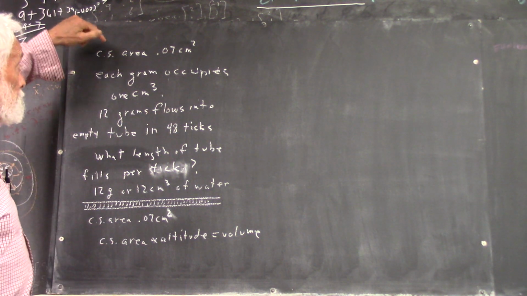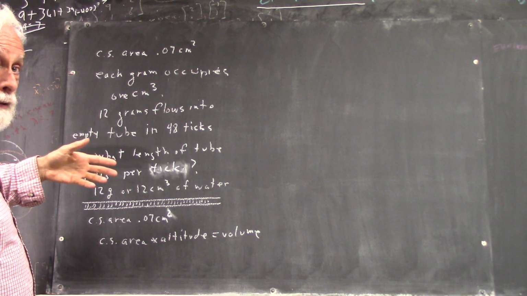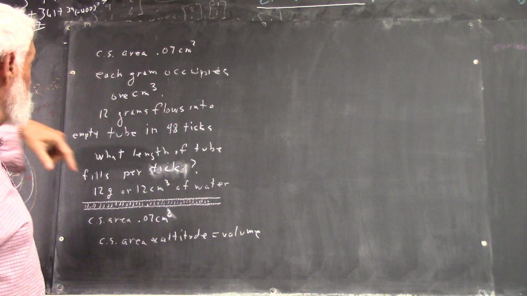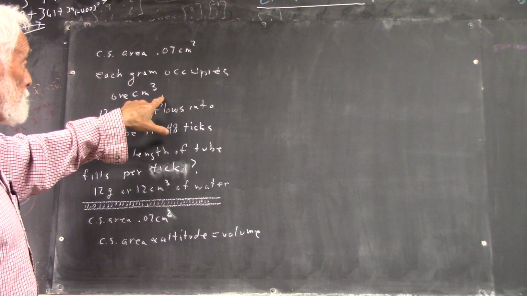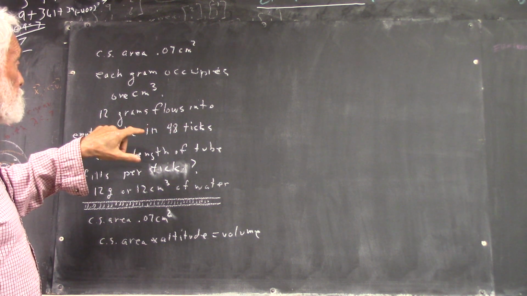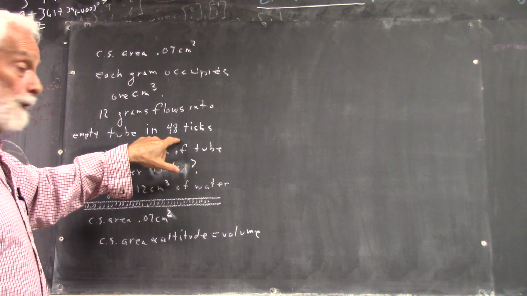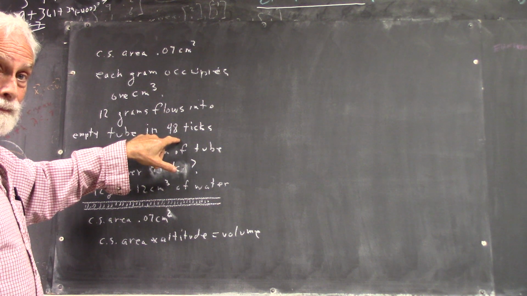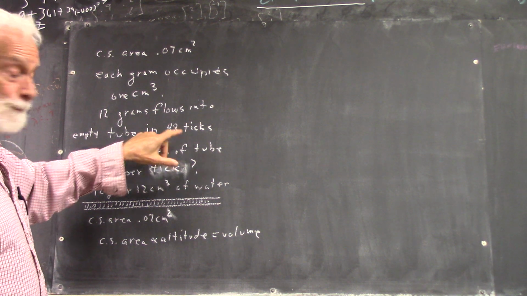Okay, so anyhow, again, we have the situation. Tube has a cross-sectional area of 0.07 square centimeters. Each gram occupies 1 cubic centimeter. 12 grams flows into an empty tube in 48 ticks. And what can we then conclude?